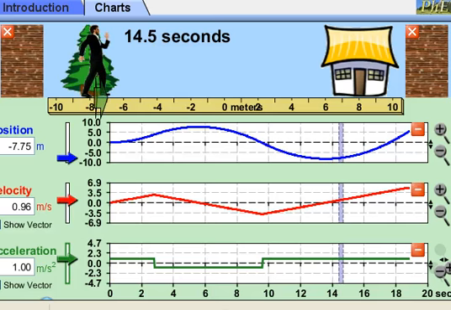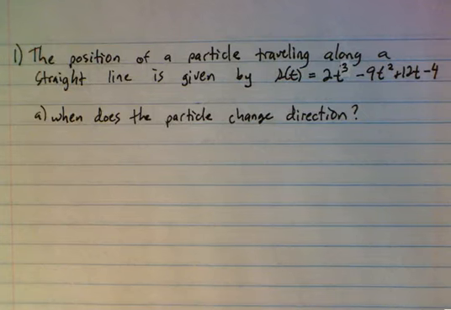So if you have any questions about where the chart comes from, Google Moving Man, play around with this little app for a bit, and verify for yourself why those words translate into that math. Let's go and do some practice problems with this. So go ahead and write this problem down.